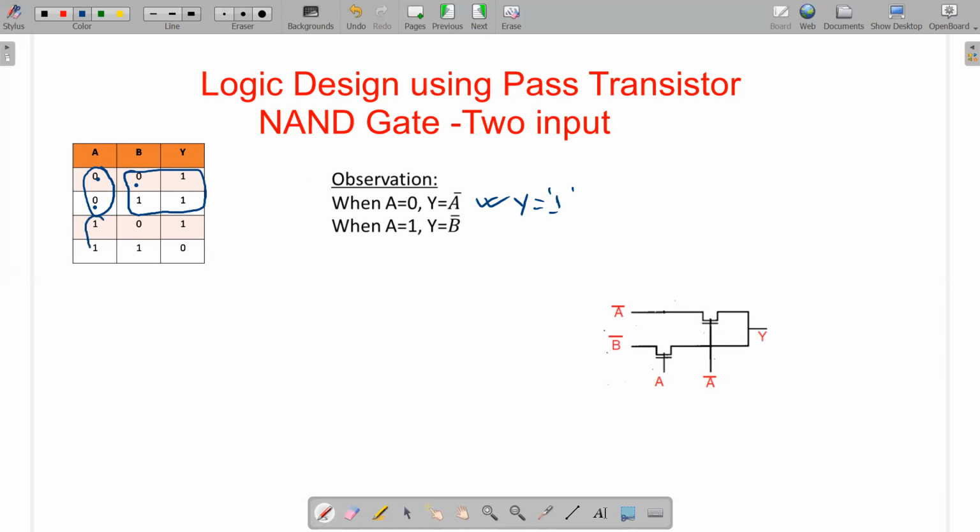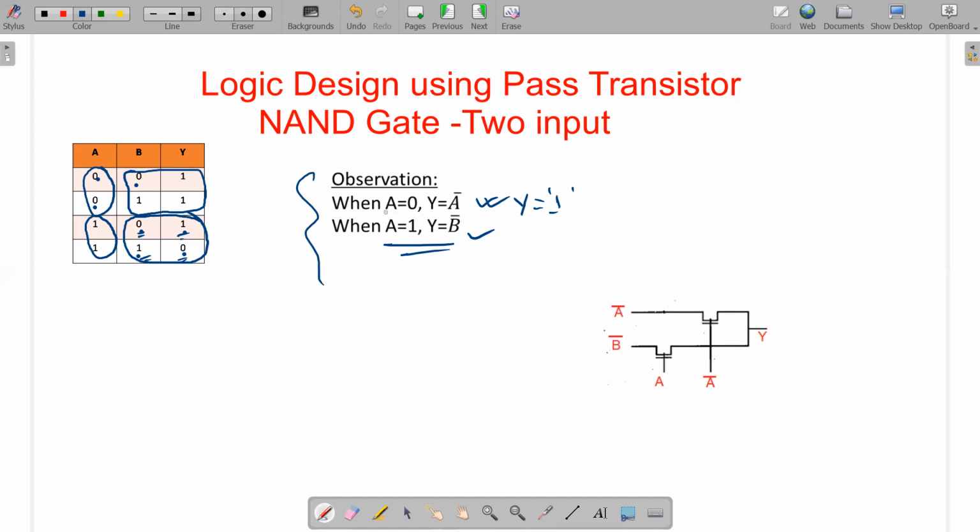When A equal to 1, then find, see, when A equal to 1, Y is the complement of B. When B is 0, Y is 1, when B is 1, Y is 0. So Y equal to B bar. So this is the relation. Then we have two inputs, two pass gates. We are using NMOS because NMOS is preferred over PMOS due to its high electron mobility.